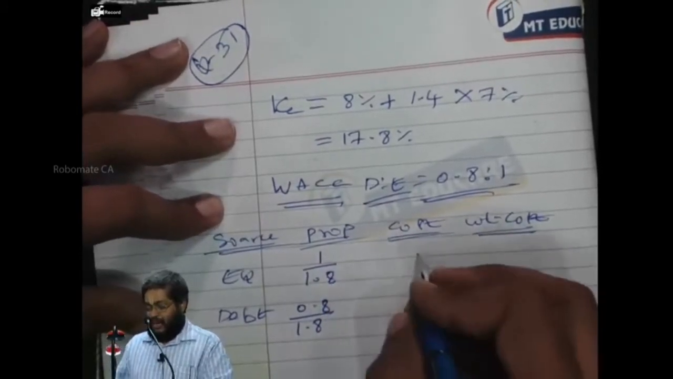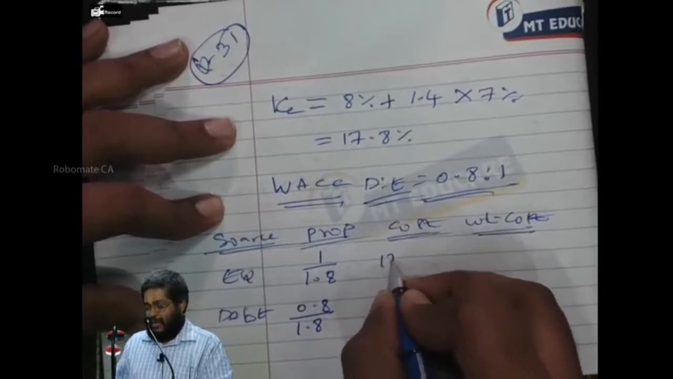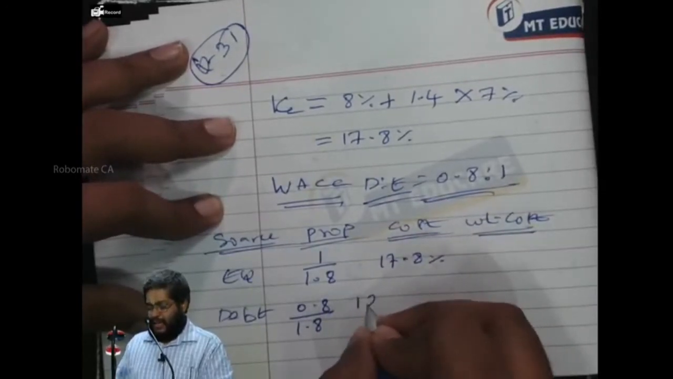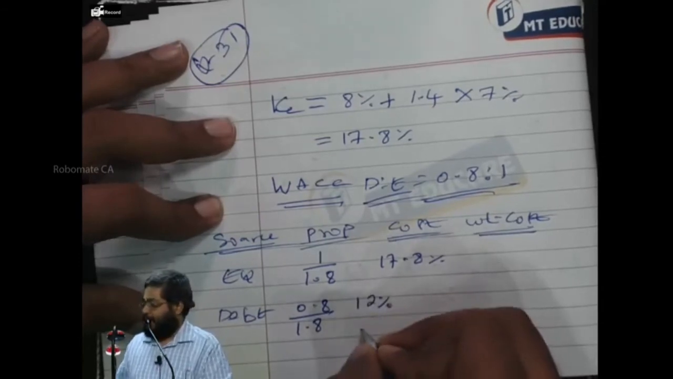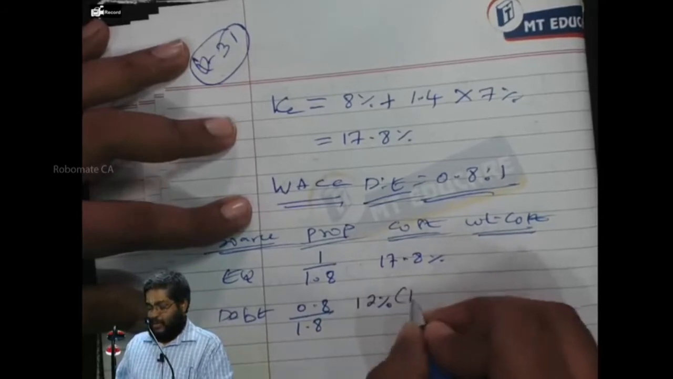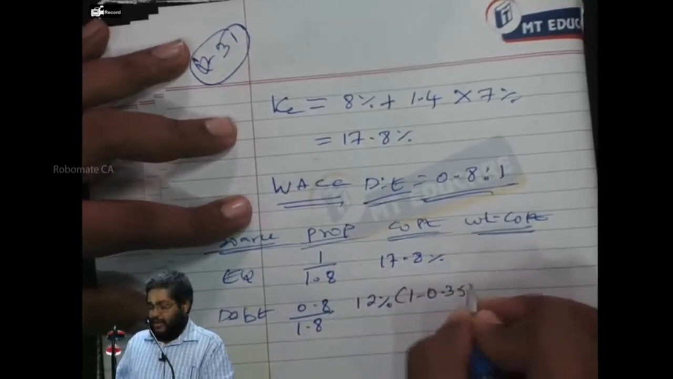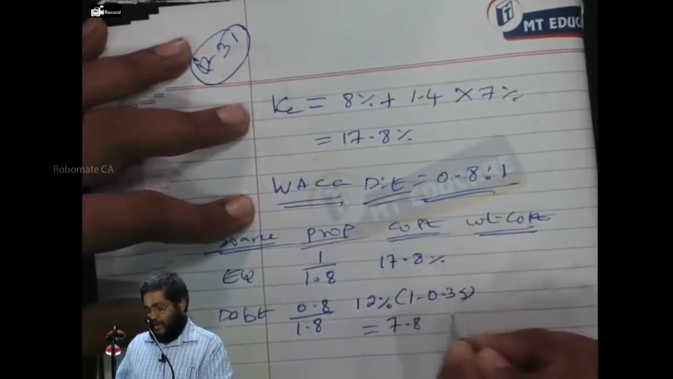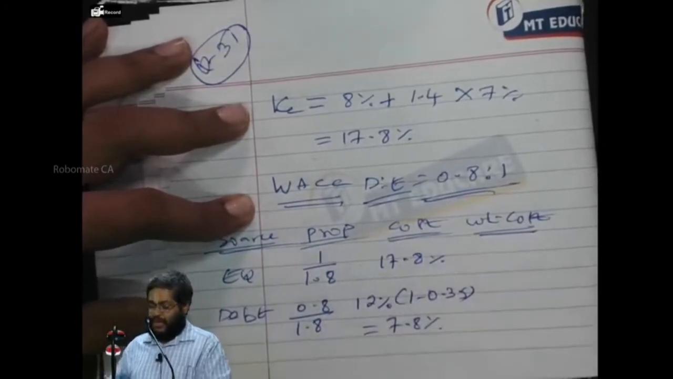Okay. Now what is the cost of equity we found out? 17.8%. Debt cost is, I think, 12% pre-tax. Yes. And what is the tax rate given? 35%. 12% into 1 minus 0.35. Now tell me what is the number here? 7.8%.